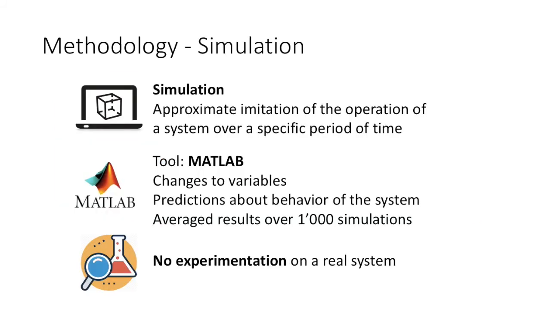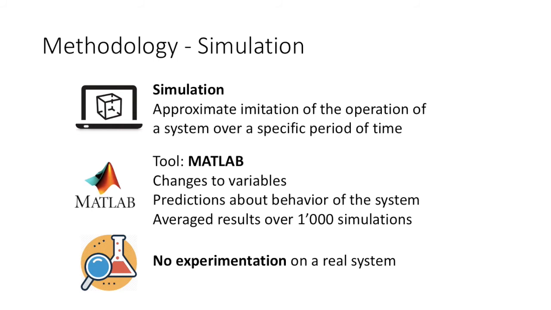This paper uses simulations which are approximate imitations of systems over a defined period of time. For that, we first need to create a model which represents characteristics, behaviors, and functions of the system to be simulated. The model corresponds to the system itself, and the simulation corresponds to the operation of the system. In the paper, MATLAB was used to solve the equations defined earlier. The tool makes changes to the variables and performs predictions about the behavior of the system.